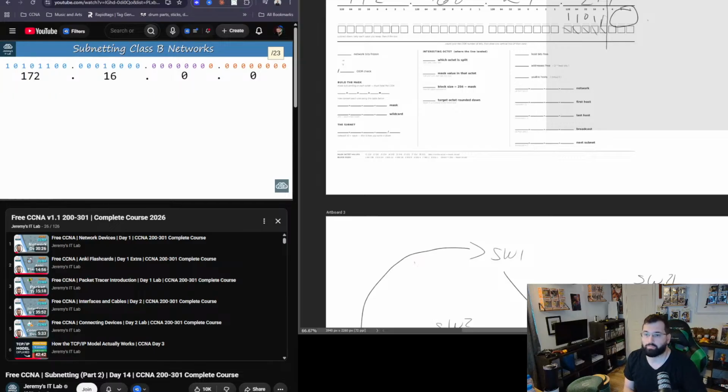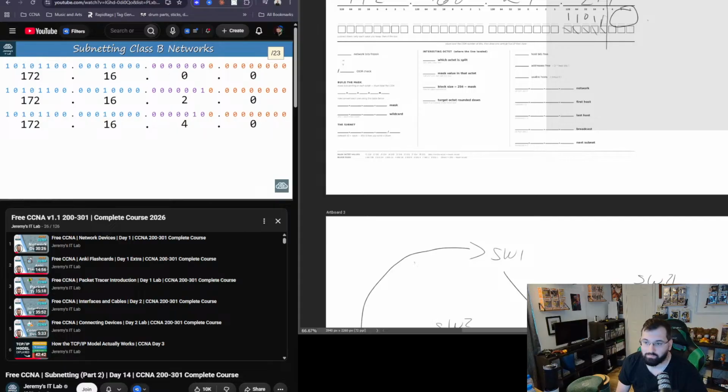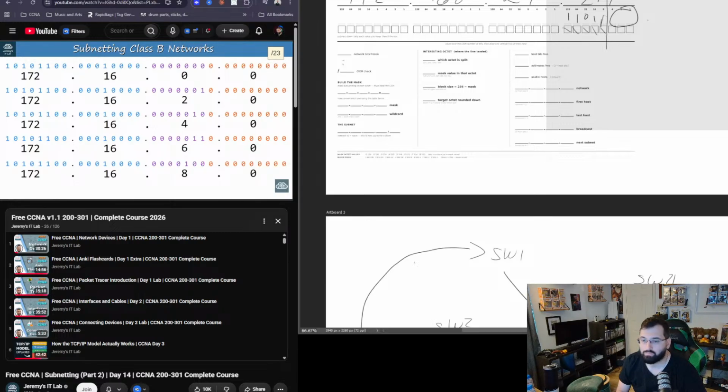I won't show you all 80 subnets, of course, but let's look at some of the subnets that can be made. The first being 172.16.0.0/23, of course. The next is 172.16.2.0/23. Notice I changed the last bit of the network portion to 1. Next is 172.16.4.0/23. Then 172.16.6.0, 172.16.8.0, etc.